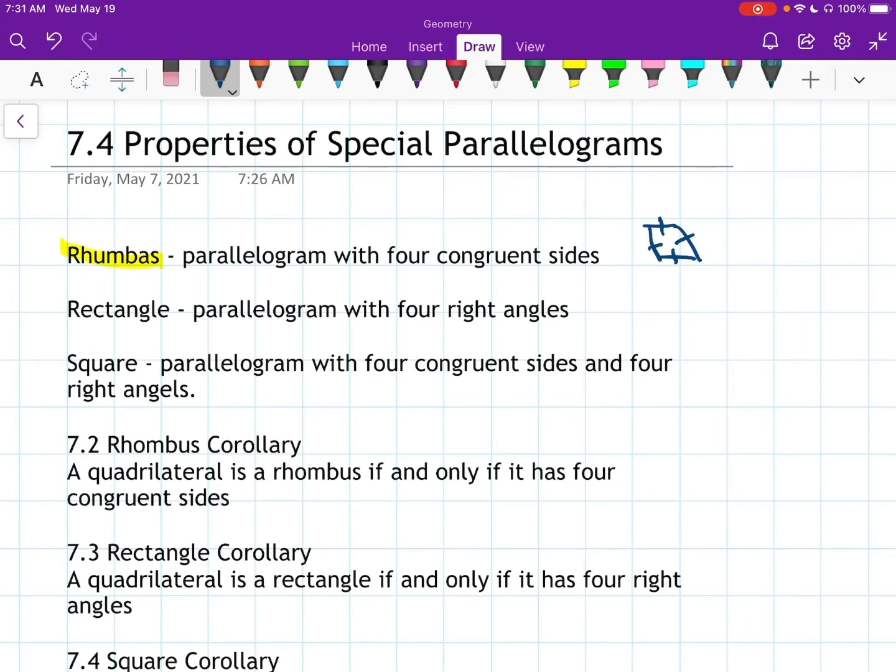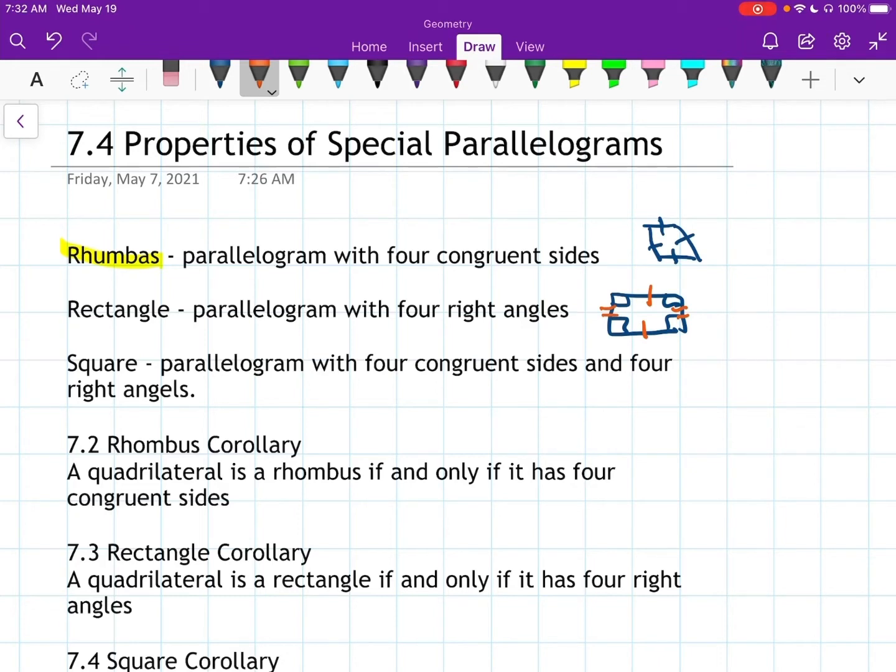Next up, we have a rectangle, and this is probably one that we already know. It's a parallelogram with four right angles, right? So it's going to look like that. It happens to be, and I think we're going to have that in just a second, that opposite sides of a rectangle are congruent, like this, right? That's a property of a parallelogram and a rectangle there.